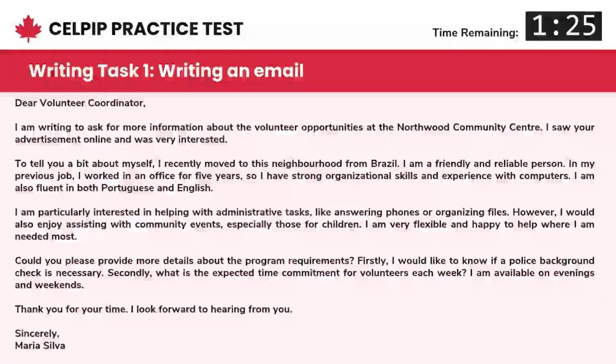2 good vocabulary words to learn here are administrative and commitment. These words are very useful for formal and semi-formal writing and can help improve your score. Here is a simple tip for your test. Try to put your questions in their own short paragraph. This structure makes your email easy to understand and helps the reader reply to you completely. Planning your email before writing is always a great strategy.